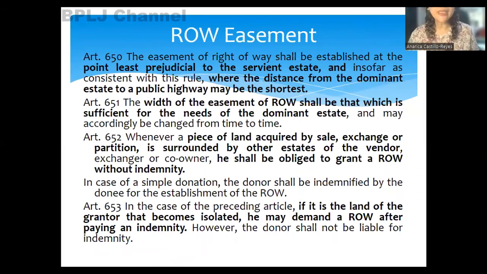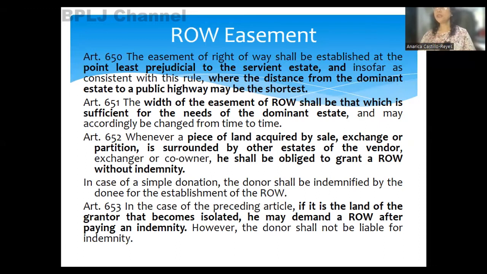Okay? Article 650 tells us of the least prejudicial and most convenient. The easement of right of way shall be established at the point least prejudicial to the servient estate and insofar as consistent with this rule where the distance from the dominant estate to the public highway may be the shortest. But remember that in this case, least prejudicial prevails over shortest distance. So, least prejudicial takes the utmost priority. It must be at a point where the right of way is least prejudicial to the owner of the servient estate. How about the width of the easement?